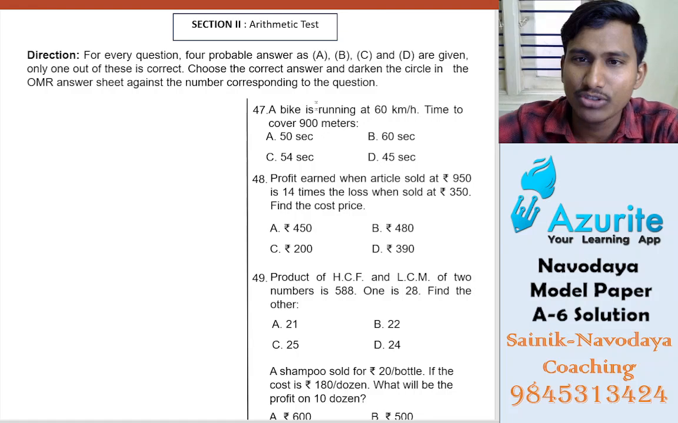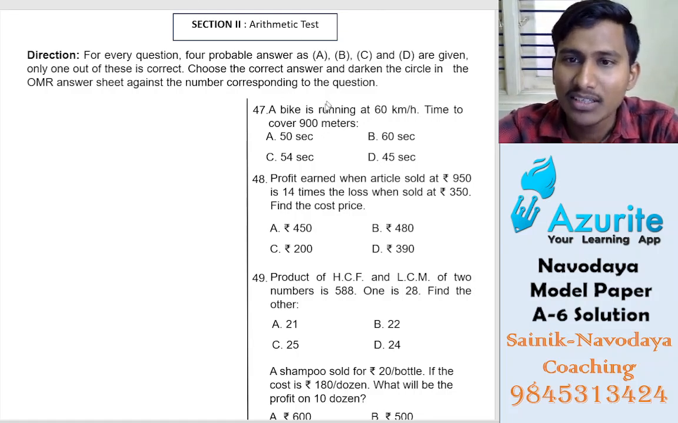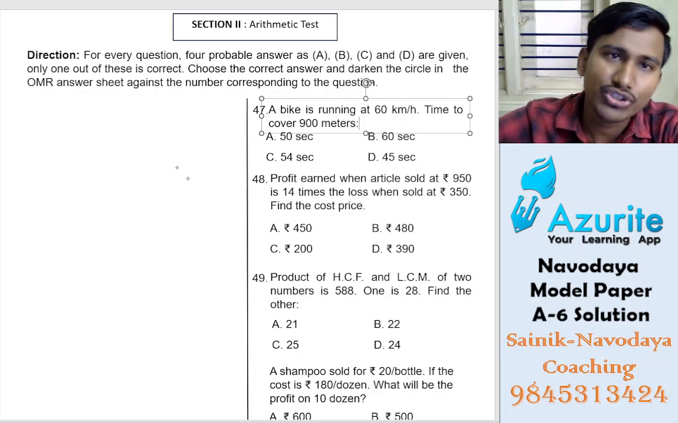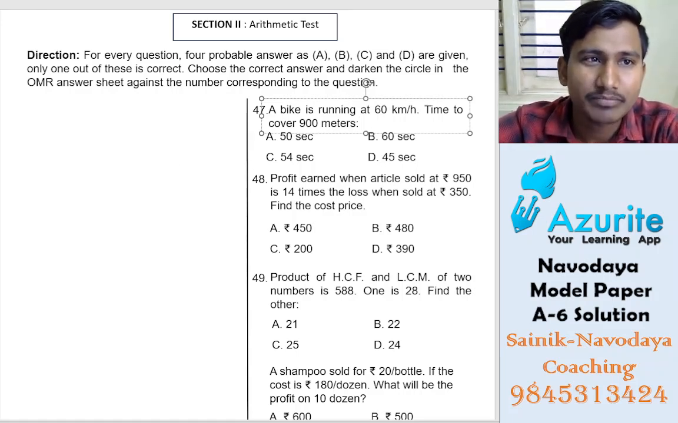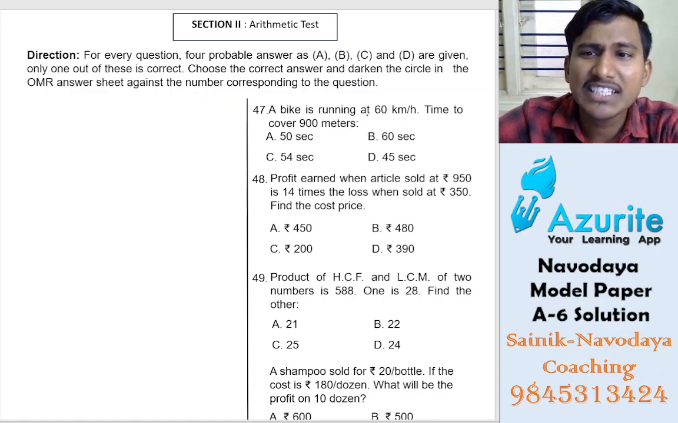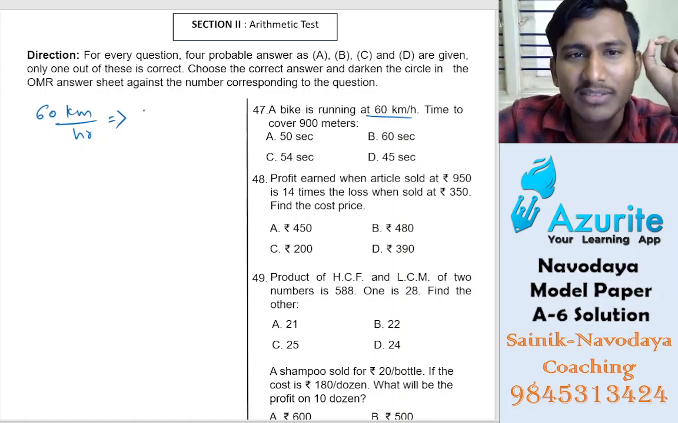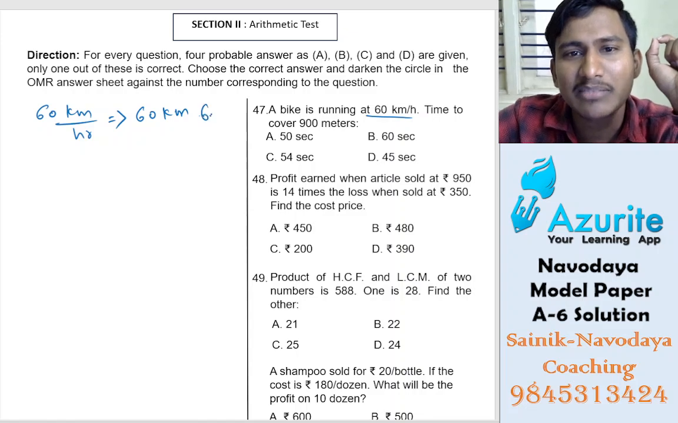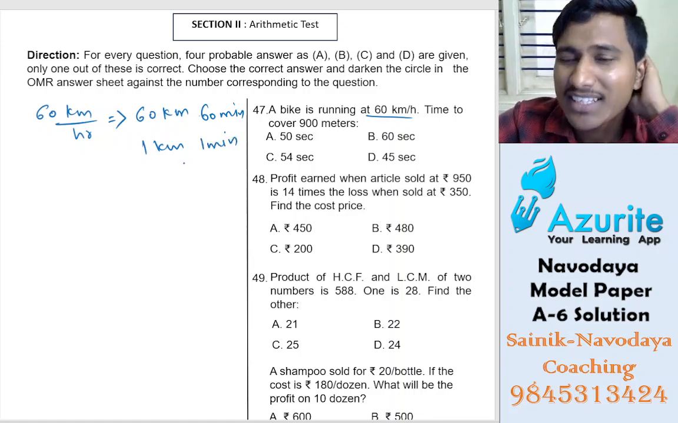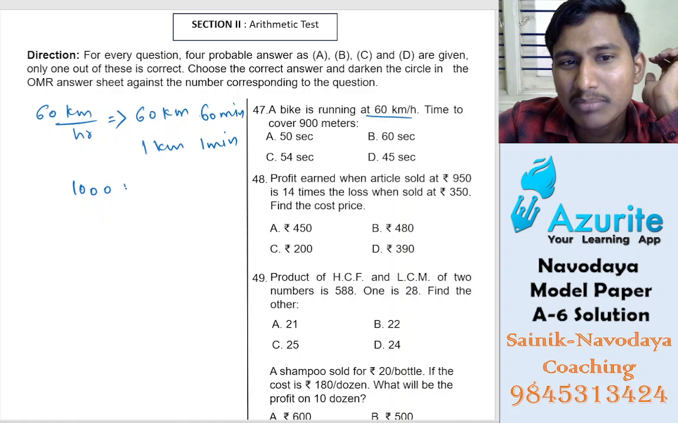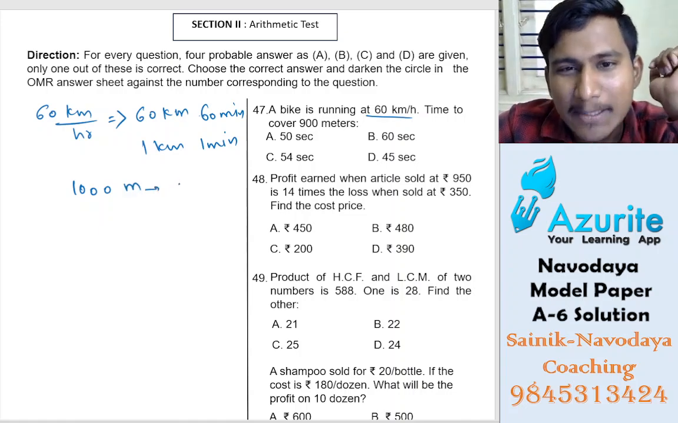Okay students, so 47th question. What is the question here? A bike is running at 60 km per hour, and the time to cover 900 meters is the question, right? So here you can go the easy way. 60 km per hour means 60 kilometers in 60 minutes, so 1 kilometer in 1 minute, right? 1 kilometer is how many meters? 1000 meters.